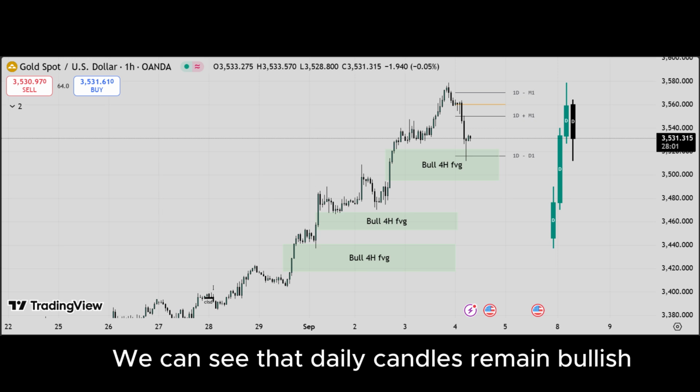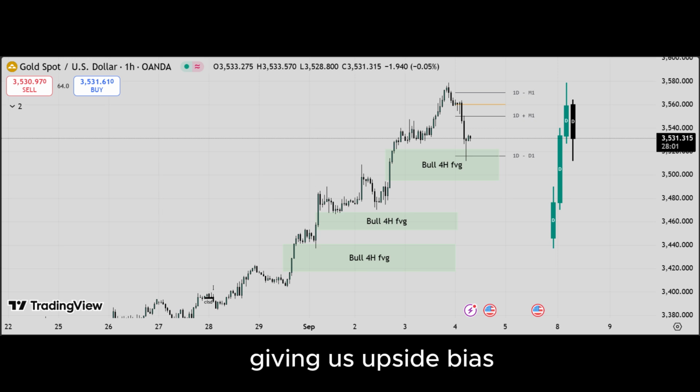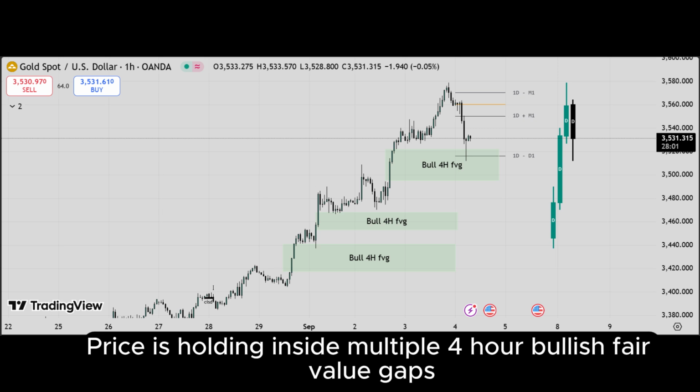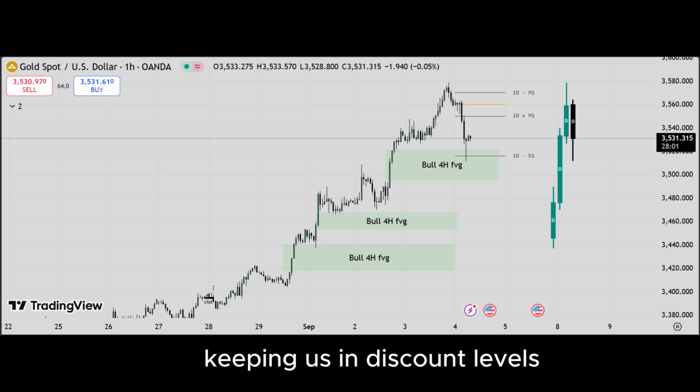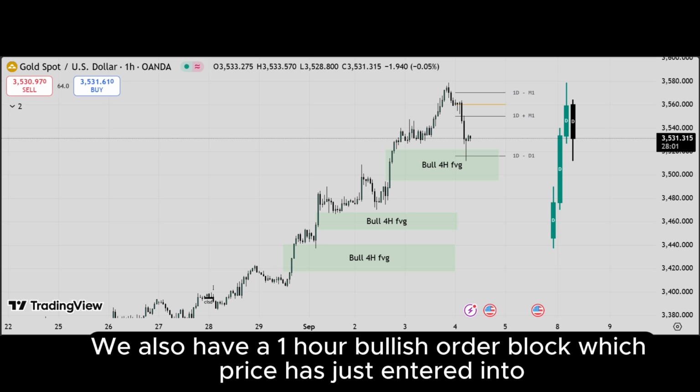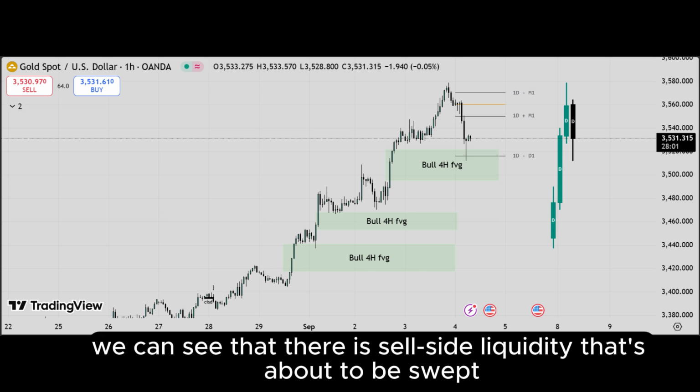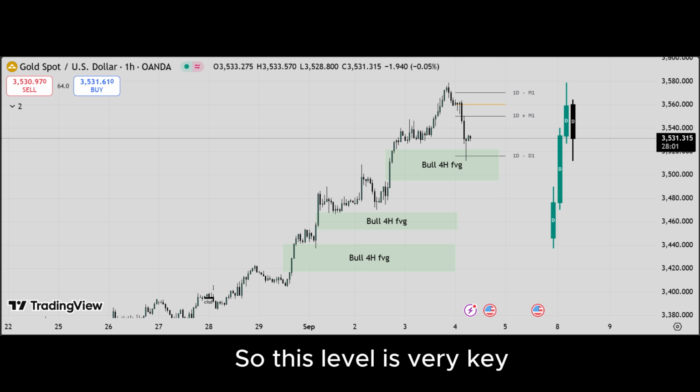We can see that daily candles remain bullish, giving us upside bias. Then we zoom into the 1-hour chart. Price is holding inside multiple 4-hour bullish fair value gaps, keeping us in discount levels. We also have a 1-hour bullish order block which price has just entered into. If we draw our level from the high of this candle, we can see that there is sell-side liquidity that's about to be swept. So this level is very key.